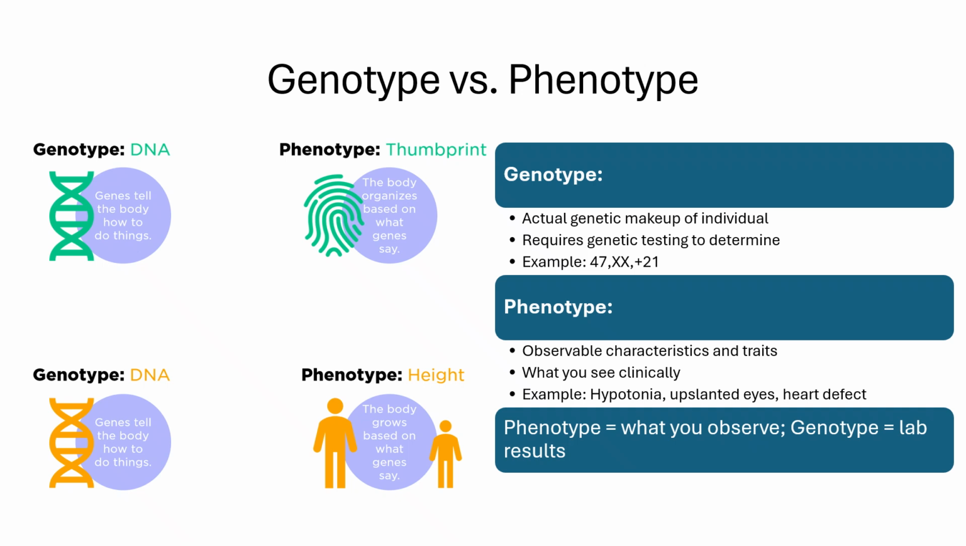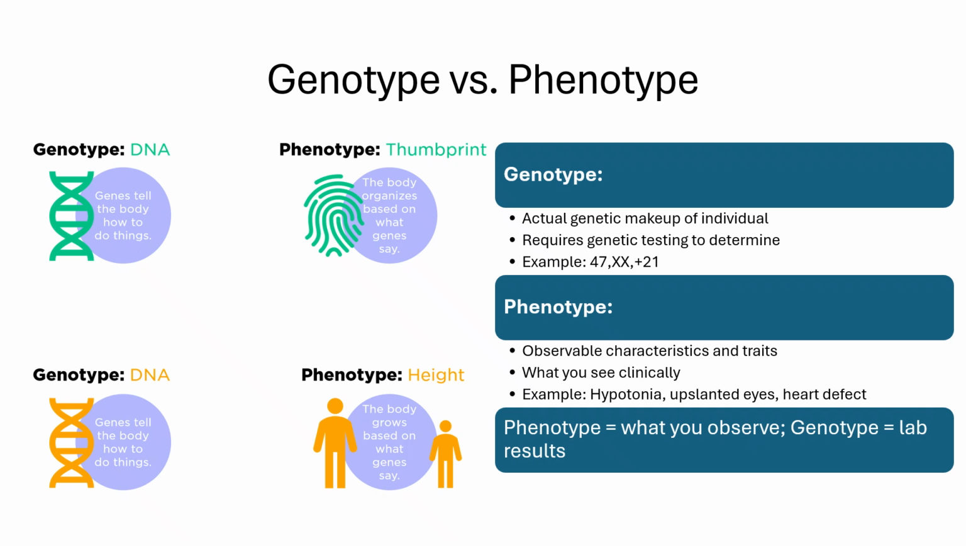The phenotype consists of all observable characteristics and clinical traits, essentially everything we can detect through physical examination, imaging, and clinical assessment. When we examine an infant and note hypotonia, upslanting palpebral fissures, and identify a cardiac defect on echocardiogram, we're describing the phenotype. These observable features result from how the underlying genotype interacts with developmental processes and environmental factors.